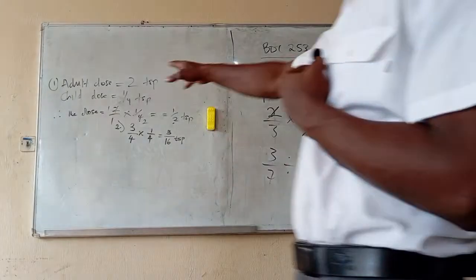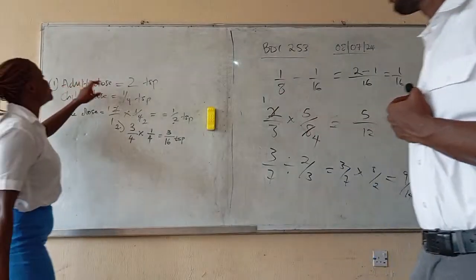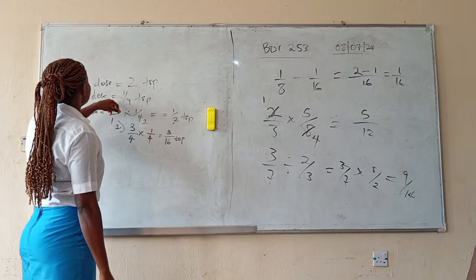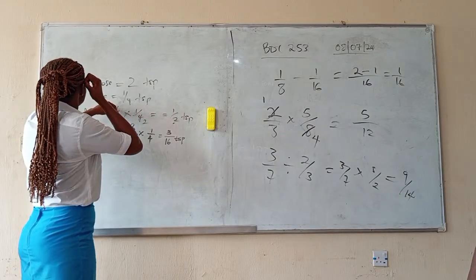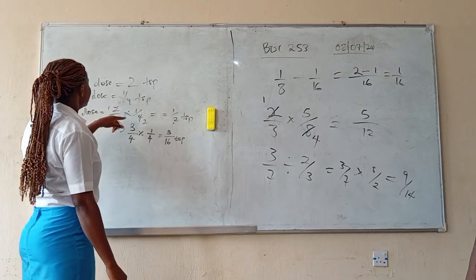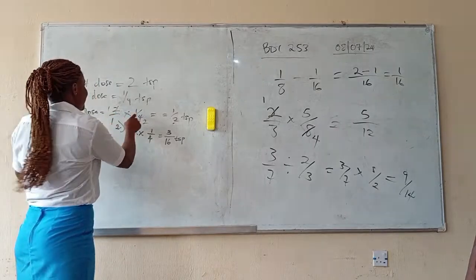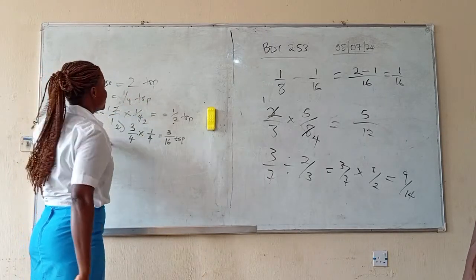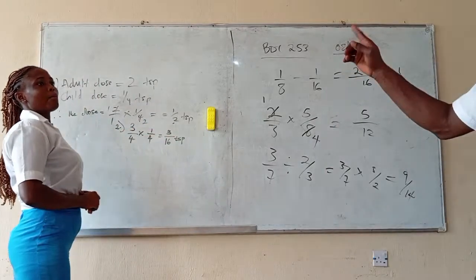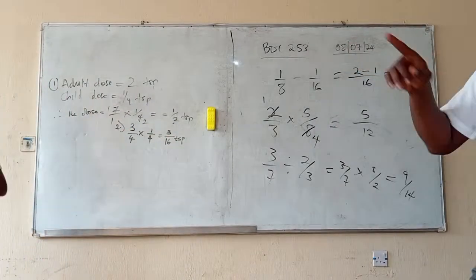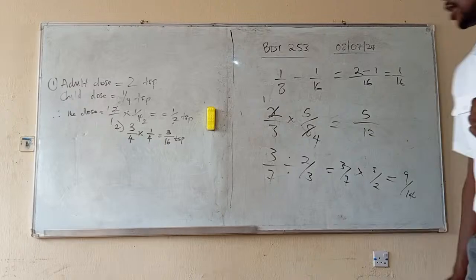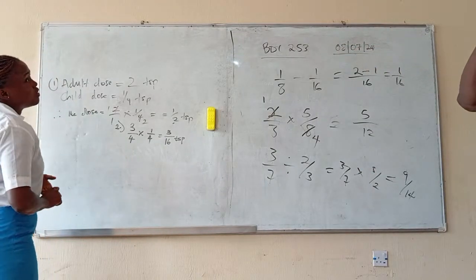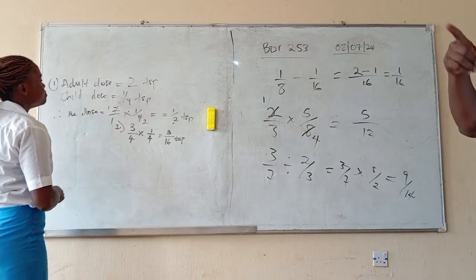So tell us, what did you do? Okay, they said the adult dose. I agree with you. 1/4 is from the adult dose. You calculate the child dose from it. Adult dose is what? 2 teaspoonful, 2 TSP. The child dose is what? 1/4 what?